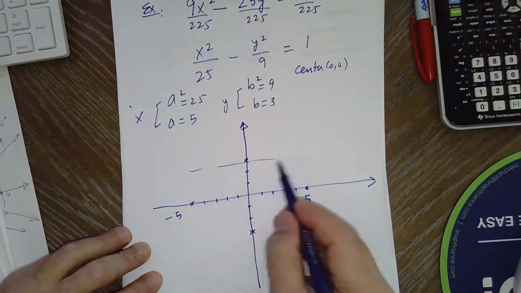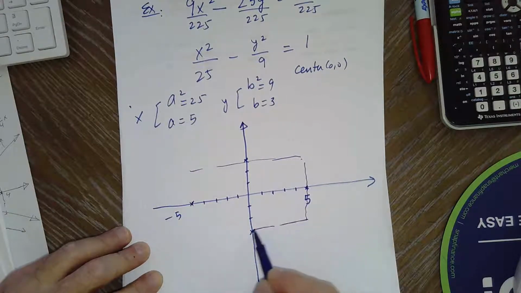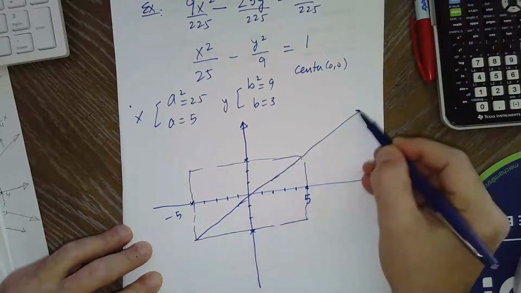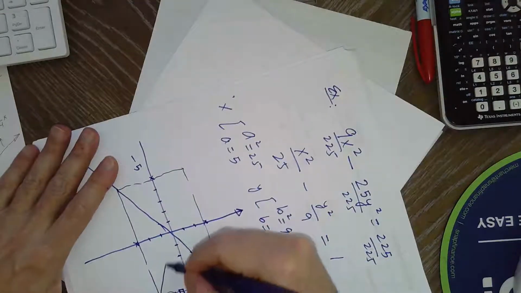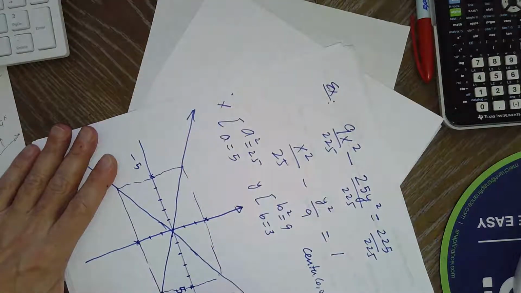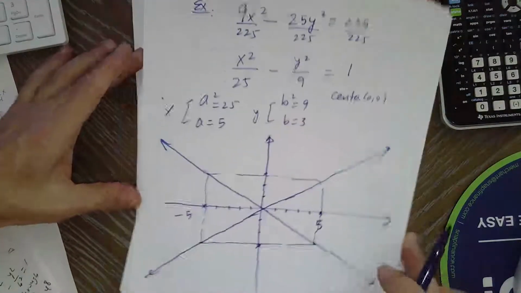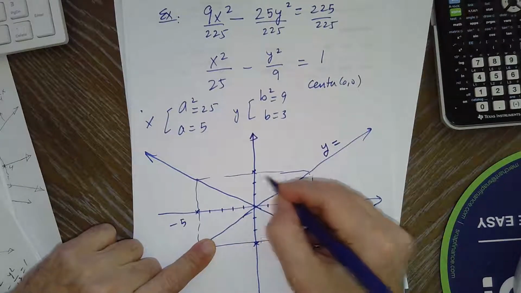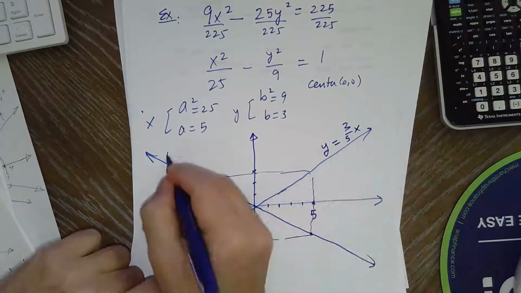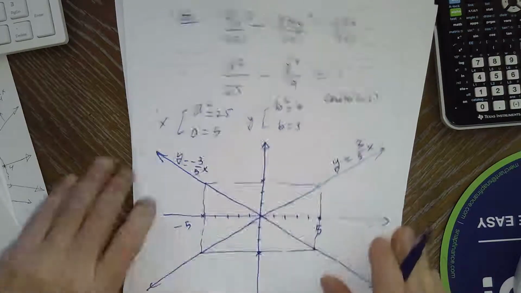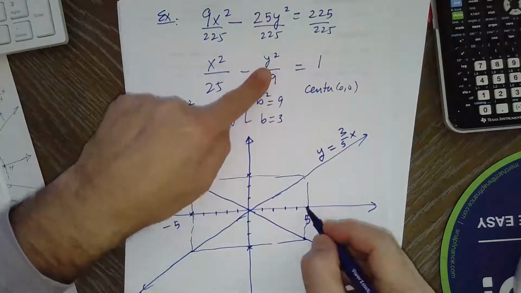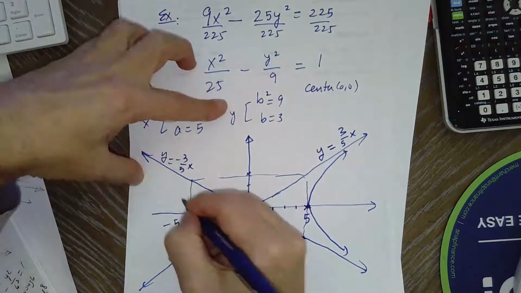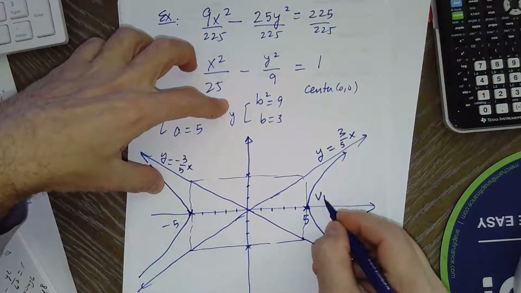We make a box. Diagonals through the center are the asymptotes. The equation of the asymptote with a positive slope is y equals 3 over 5 x, and this would be y equals negative 3 over 5 x. Now since we're negative in front of y squared, so these are the vertices. It's going to open right and left. So these are the vertices v1, v2.